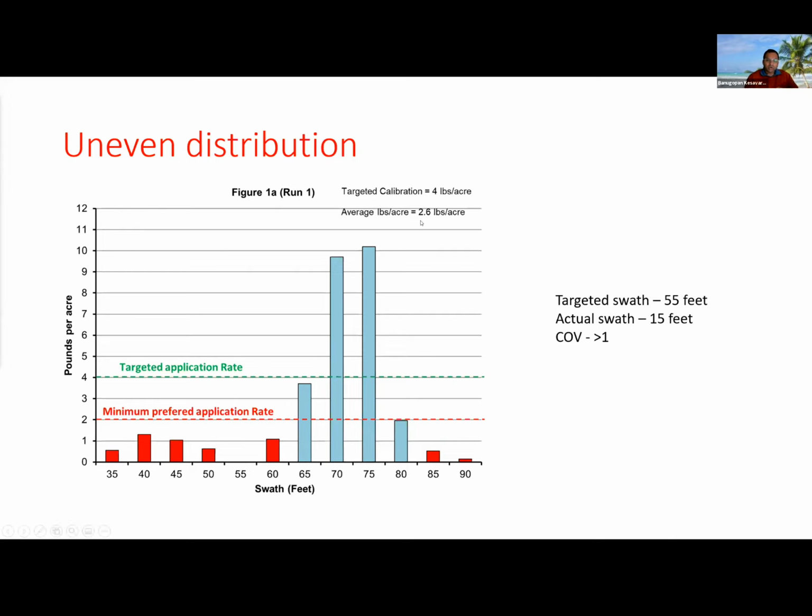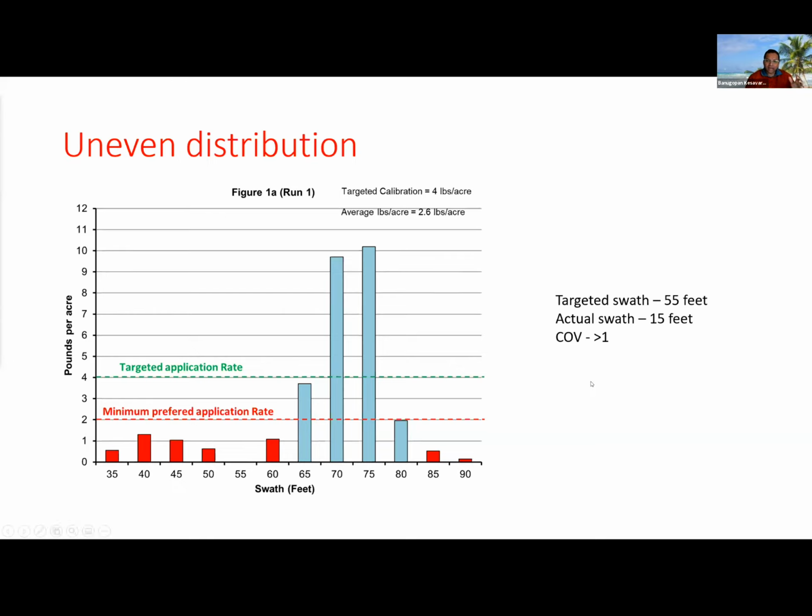Look at the average here. That's 2.6 pounds per acre. Can you trust that average? Look at this peak here. At one point in the swath, you're getting 10 pounds per acre, some about 9.8 pounds per acre. So there's quite a bit. If you actually get this kind of a distribution, then you have an uneven distribution.